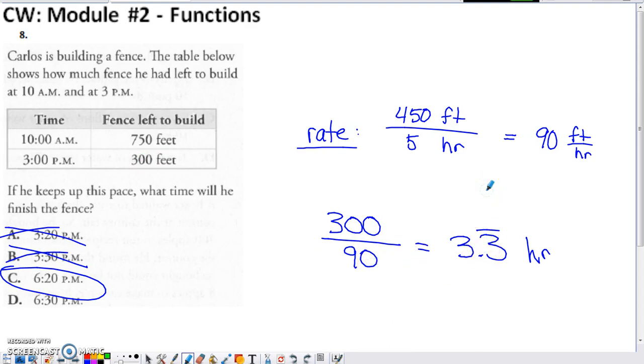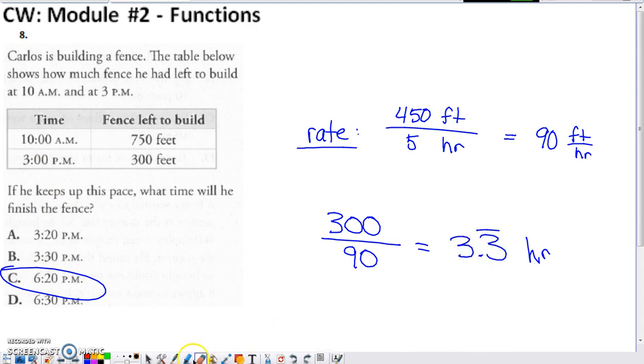Now, if you're not careful, and if I erase what I've crossed out over here, you're going to be looking at these options and maybe thinking that choice B is the answer, right? 3.3, 330, kind of similar to each other. But if he has 300 feet left to build at 3 p.m., there's no way he's going to finish 30 minutes later. It's going to take him 3.3 hours past that time to finish.